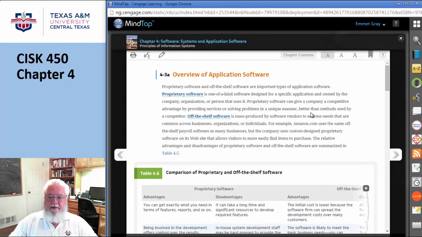Now the next category we talk about is 2 different types. They have proprietary software, which means the company sells the software, but they're not gonna let you peek behind the covers to see how it works. Off-the-shelf software is software that you just go to the store, you buy it, install it, and go on about your business.